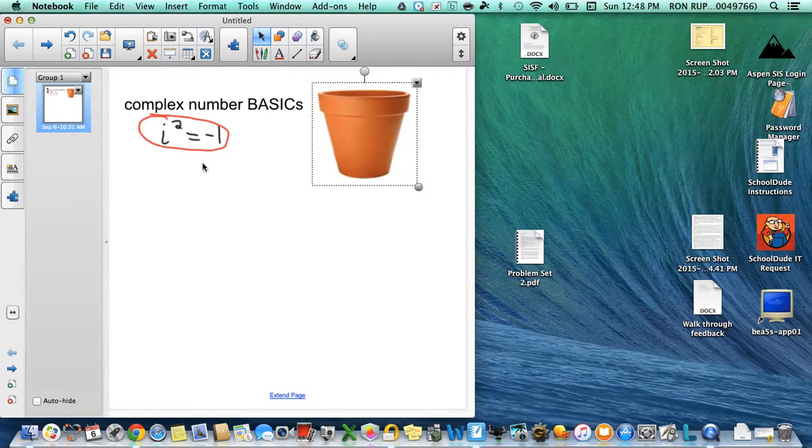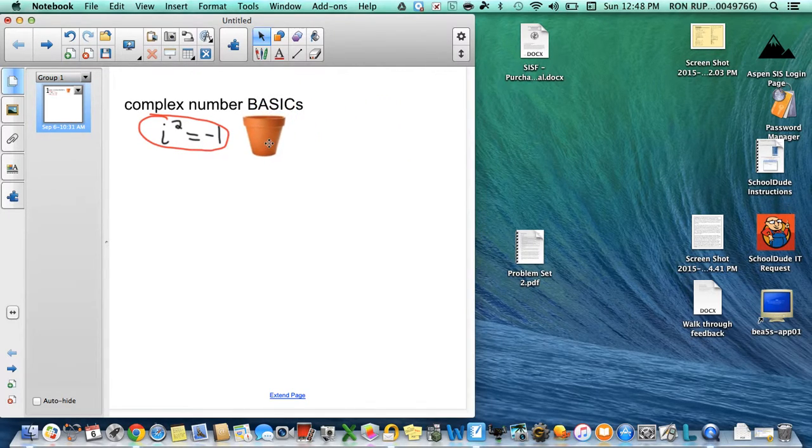So there you go. This thing right here, i squared equals -1. Go ahead and memorize that. You need to know that, because all of our rules will be based off of that.